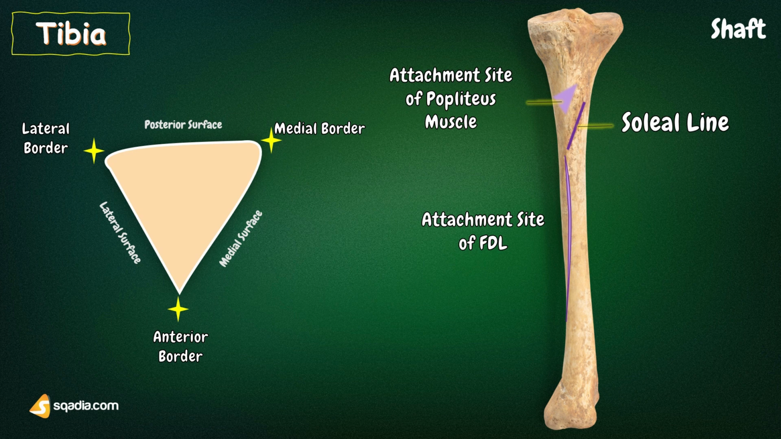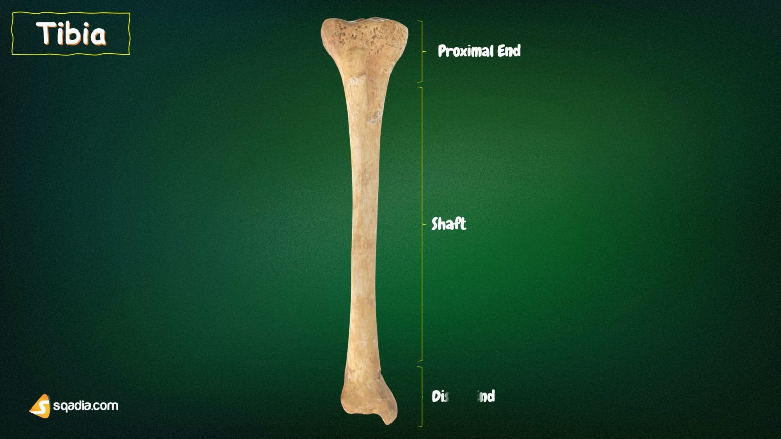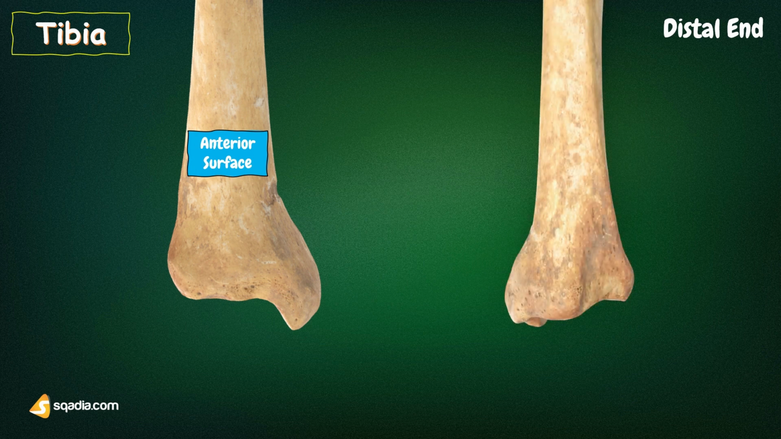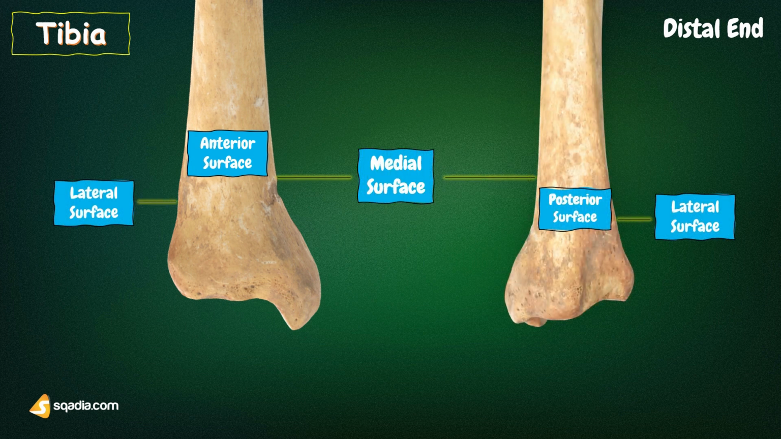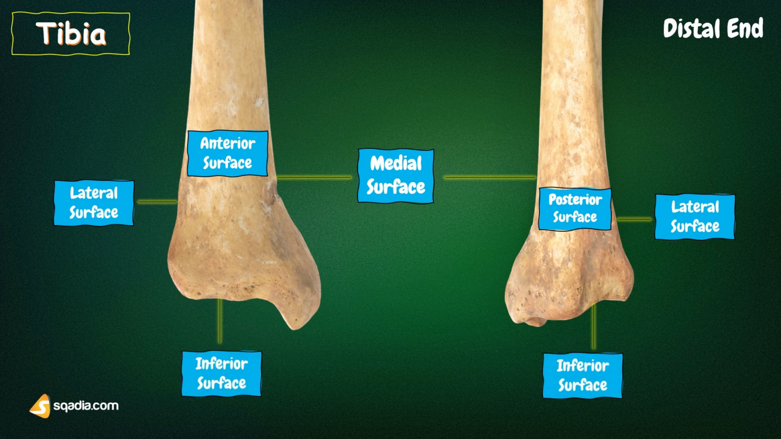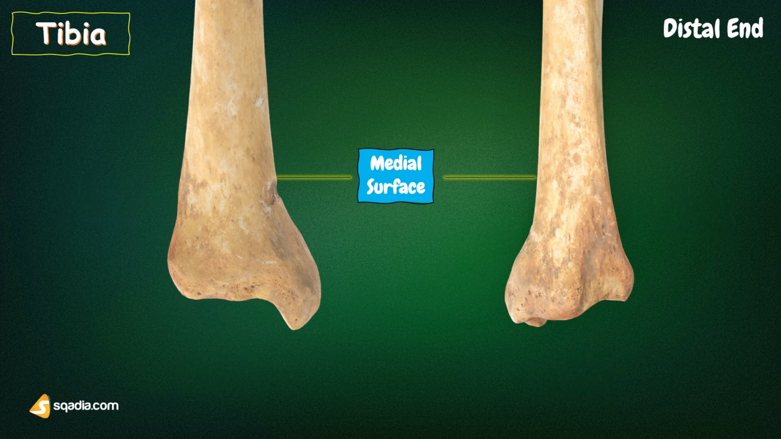Let's look at the lower or distal end of the tibia now. The distal end contains 5 surfaces: anterior surface, posterior surface, medial surface, lateral surface, and inferior surface. Out of these 5 surfaces, 2 are extremely important to remember. The medial surface has a significant bony landmark, as mentioned earlier, the medial malleolus.